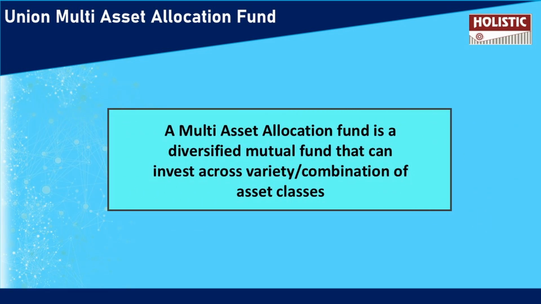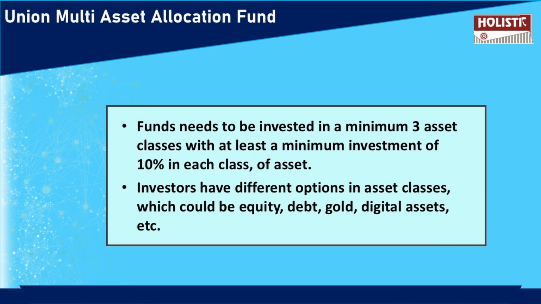A Multi-Asset Allocation Fund is a diversified mutual fund that can invest across a variety or combination of asset classes. As per SEBI guidelines, a multi-asset allocation fund needs to be invested in a minimum of 3 asset classes, with at least a minimum investment of 10% in each class of asset. So an investor can choose the proportion between the 3 asset classes in any way they find suitable, but the minimum criteria of 10% is required to be followed.